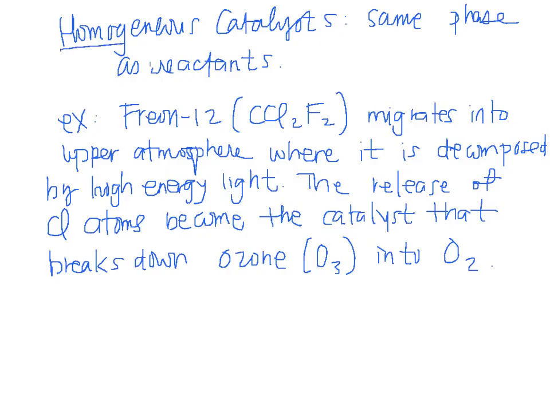Okay, last slide. Homogeneous catalysts are in the same phase as reactants, and an example would be Freon. It used to be commonly used in refrigerants and aerosol cans. They're fairly inert, but what happens is the Freon migrates into the upper atmosphere, and when it's up in that upper atmosphere, it's decomposed by high energy light. And in that decomposition, chlorine atoms are released. And those chlorine atoms that are released become the catalysts that break down ozone into O2.